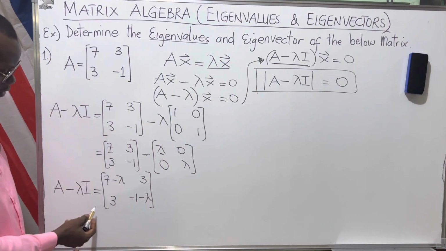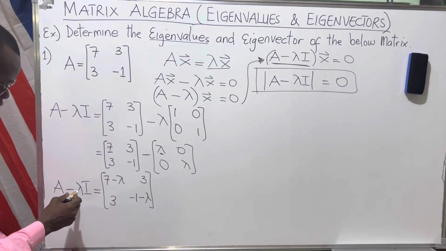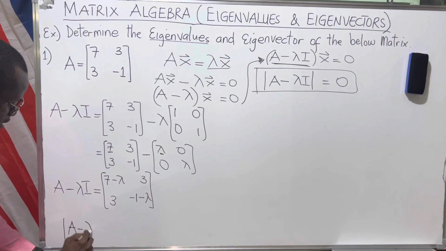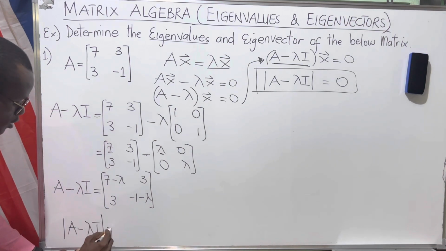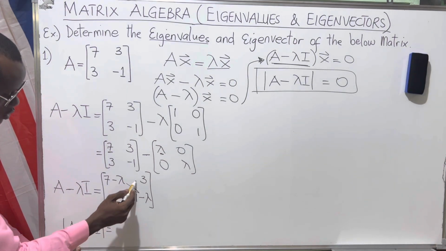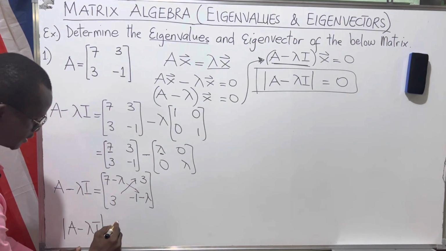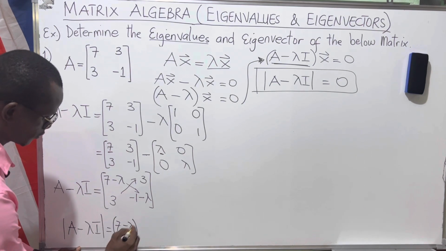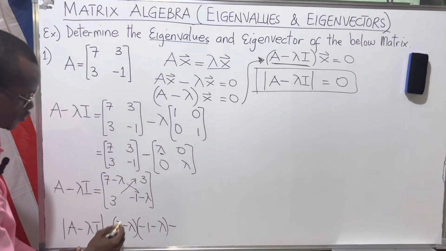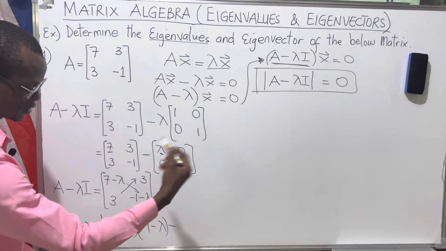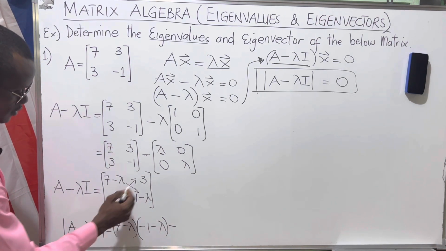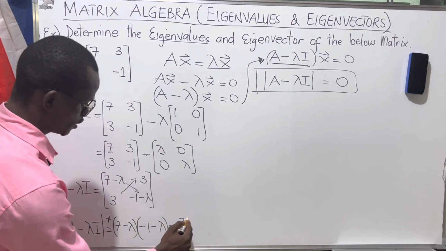So since we've now gotten A minus lambda I, we can now find its determinant. The determinant would just be this times this one, and this times this one. So this is 7 minus lambda times minus 1 minus lambda, minus, because we know the first one is plus and the second one is minus, and it is alternating in that form. So minus this one, which is 3 times 3.